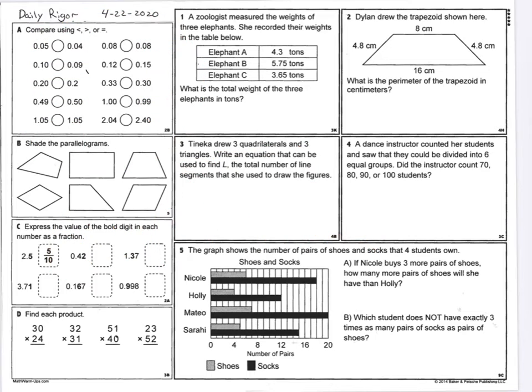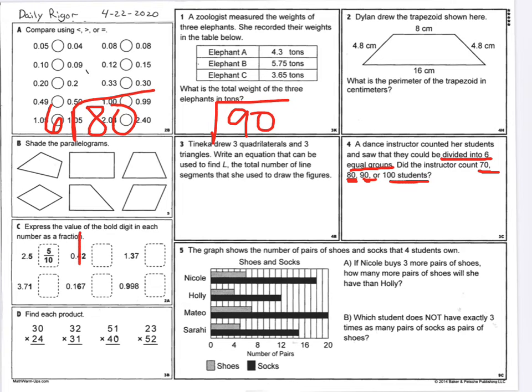That'll help you. Number 4, a dance instructor counted her students and saw that they could divide into 6 equal groups. Did the instructor count 70, 80, 90, or 100 students? So they divided into 6 equal groups. So which one of these can be divided evenly by 6? You're going to have to do the work. You're going to divide each one of them and see which one of these makes 6 equal groups. Okay?